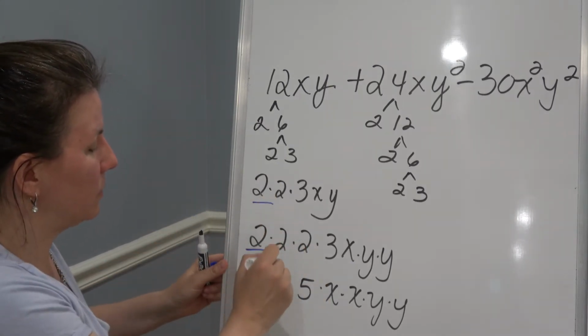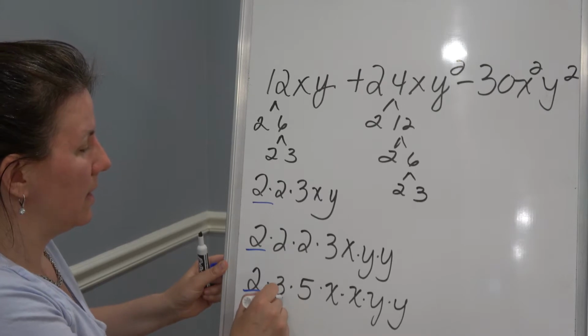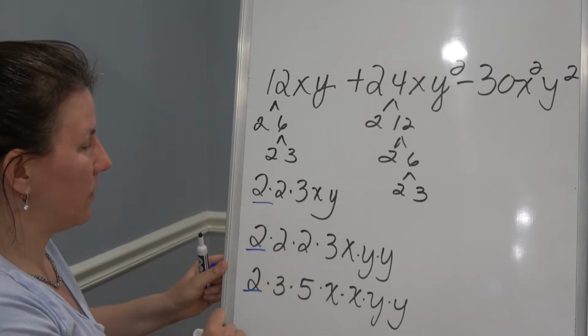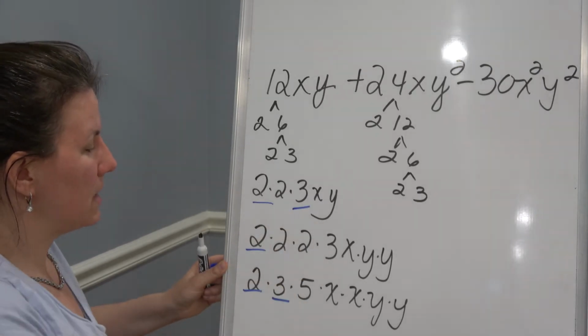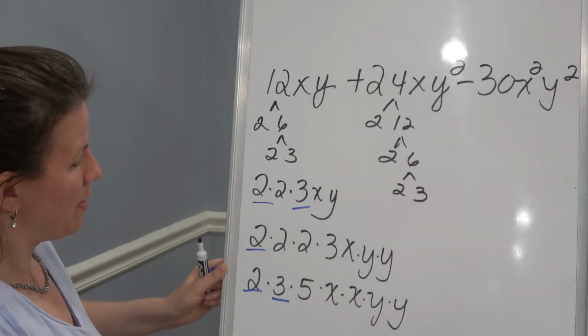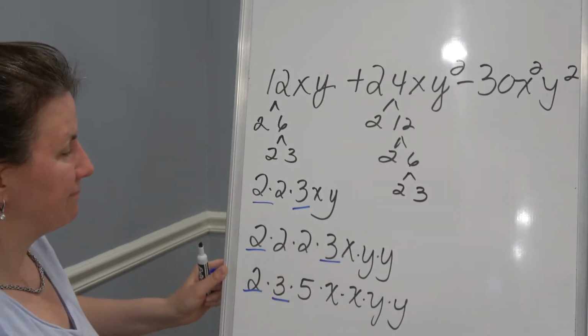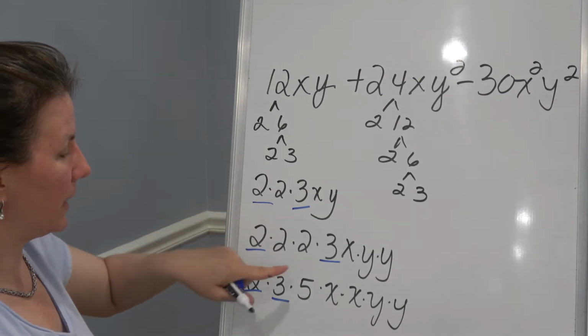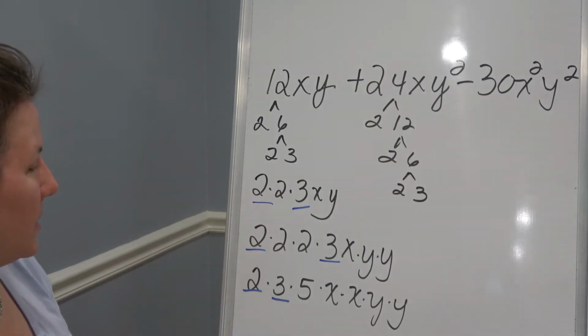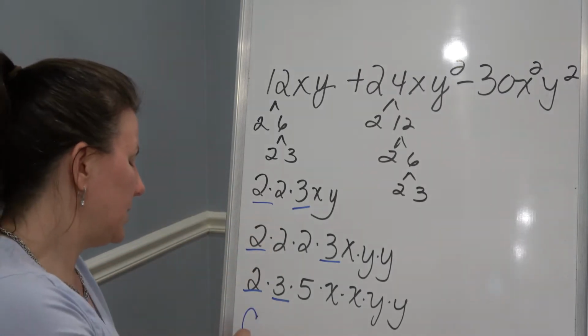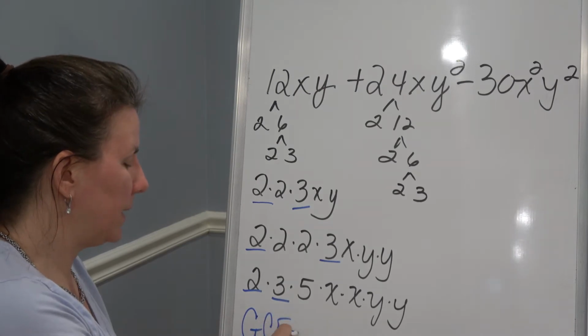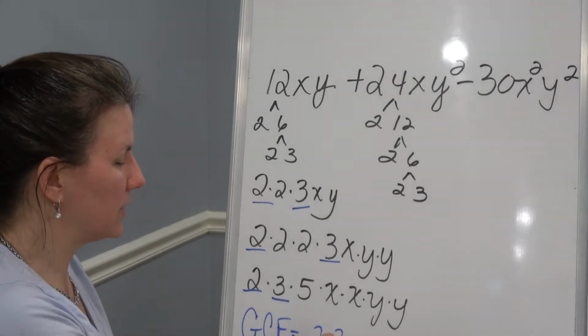Okay, these guys have a 2, but I don't have another 2 here, so that wouldn't be a factor of all 3. The 3, right? They all have a 2 and a 3, and I think that's it. So the GCF so far would be 2 times 3, which is 6.